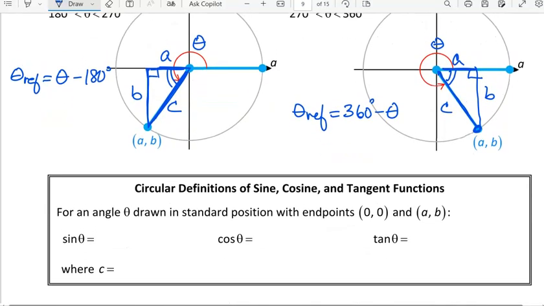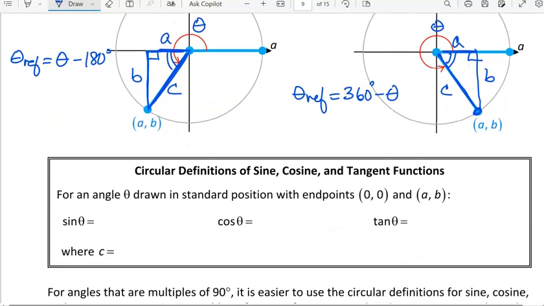Okay, let's notice that for each of these triangles, there is a consistent definition here. B is always opposite the reference angle, and A is always going to be our adjacent side. So for an angle that is drawn in standard position, where the endpoints of the terminal side are 0, 0, and A, comma B, sine of angle theta is equal to opposite over hypotenuse. Cosine of theta is equal to adjacent over hypotenuse. And tangent of theta is equal to opposite over adjacent.